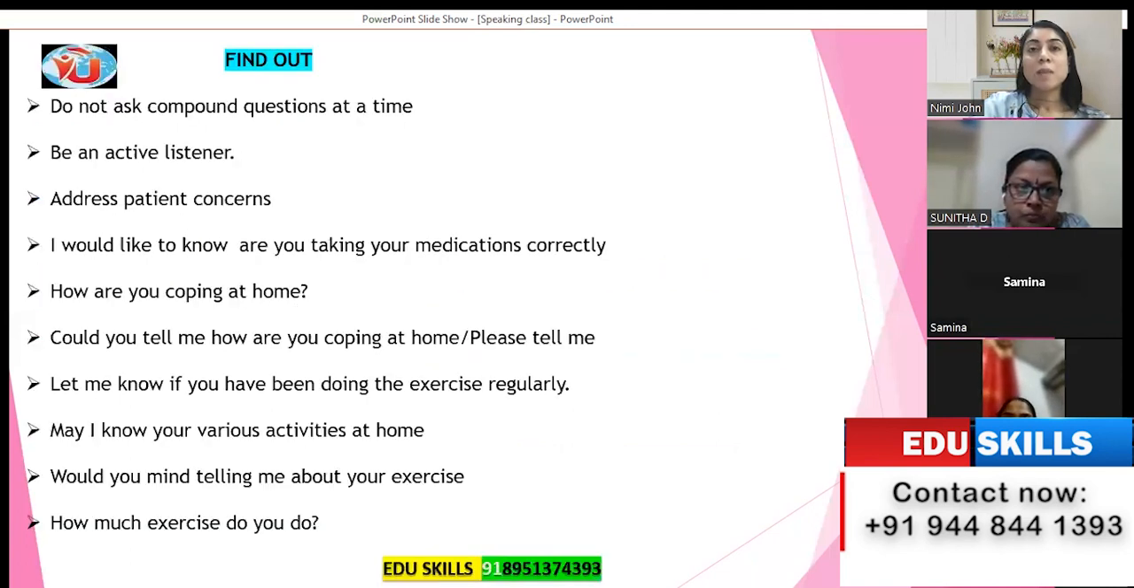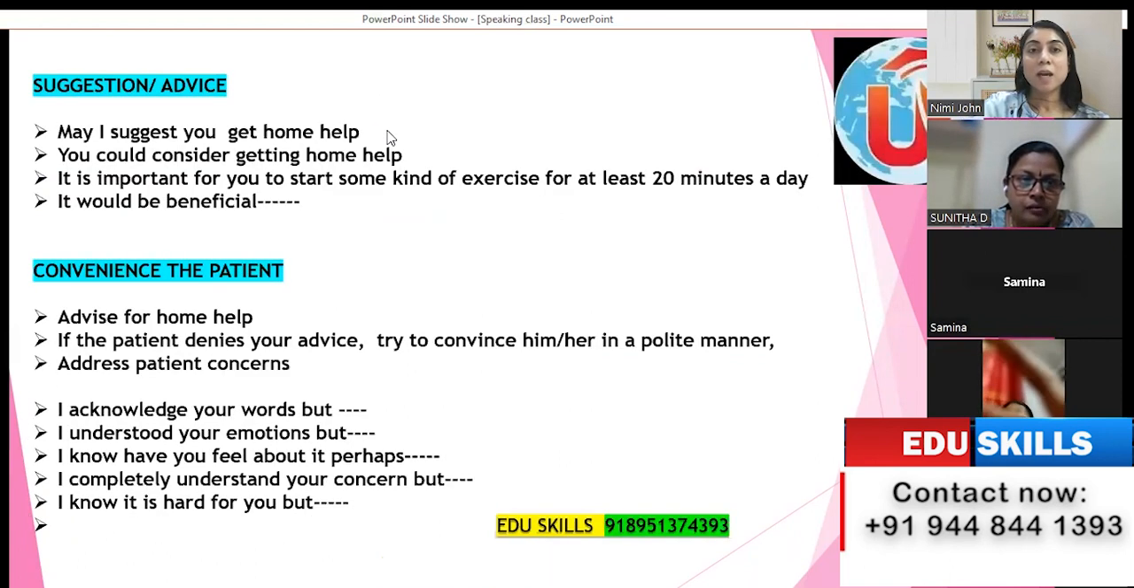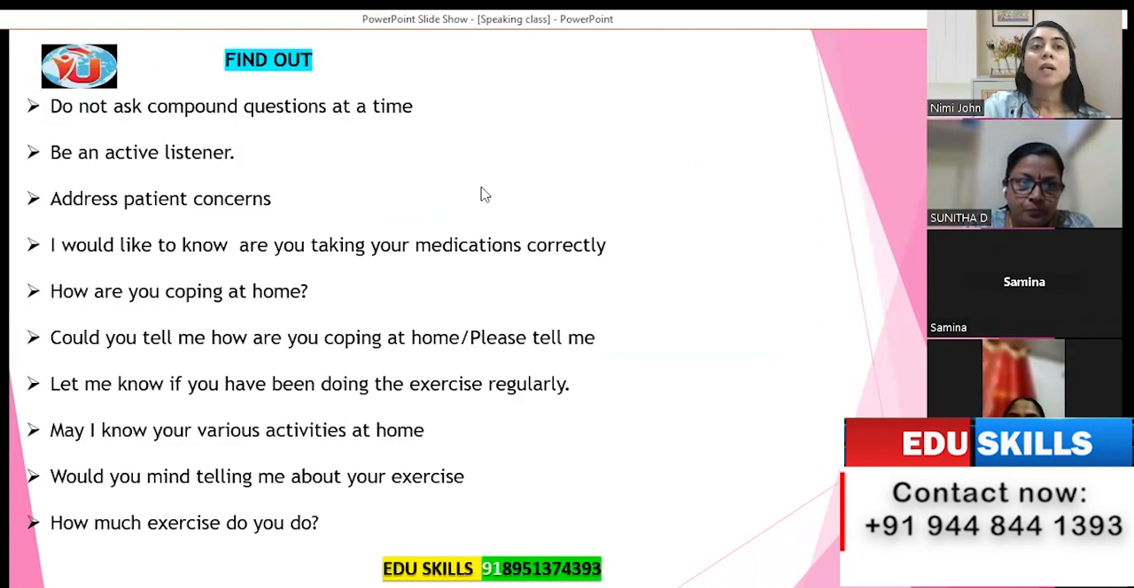Here are some examples of find out. Do not ask compound questions at a time. Here we have 3 questions to find out, so ask one by one. If we ask 3 or 4 questions together, compound questions, it may confuse the patient. So be an active listener. As I said before, if the patient asks something else in between, you have to address the patient's concern.